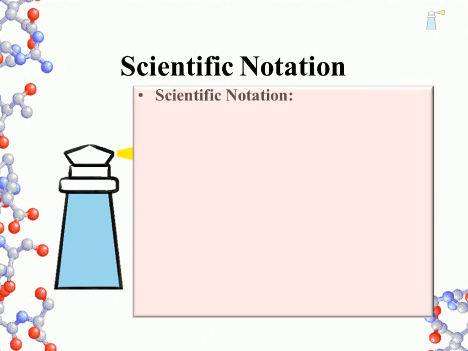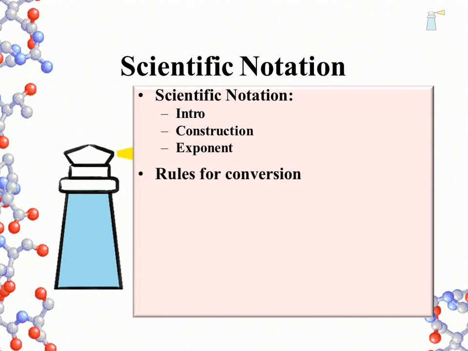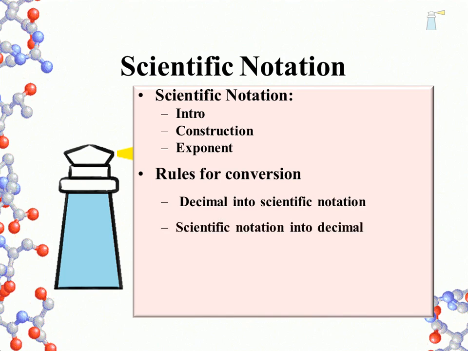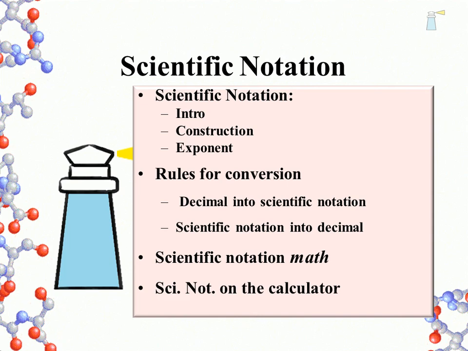We will begin our discussion of scientific notation with an introduction. That leads into the construction of scientific notation with specific emphasis on the exponent. Next, we will cover the rules for conversions. First, from decimal form to scientific notation, and then from scientific notation into decimal form. We will look at how to do basic math with scientific notation values. And finally, there is a demonstration on how to input scientific notation into a calculator.